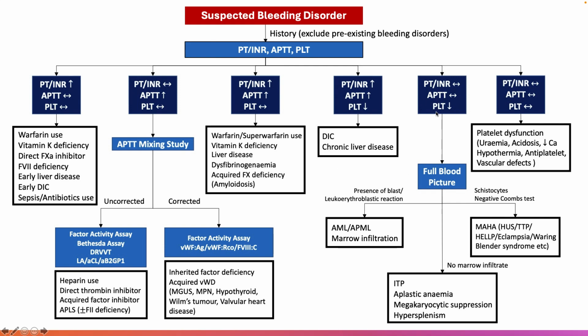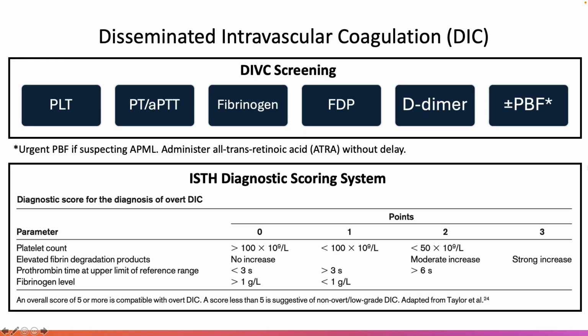Let's say you're dealing with a low platelet count, thrombocytopenia, but a normal coagulation profile. We have also discussed this. It's important for us to look at the PBF to decide which direction we are heading to. But let's say everything is normal: APTT is normal, PT is normal, platelet is normal. What else can this be? It generally suggests some form of platelet dysfunction due to uremia, acidosis, hypocalcemia, hypothermia, or even a vascular defect. Another possibility is von Willebrand disease as well.